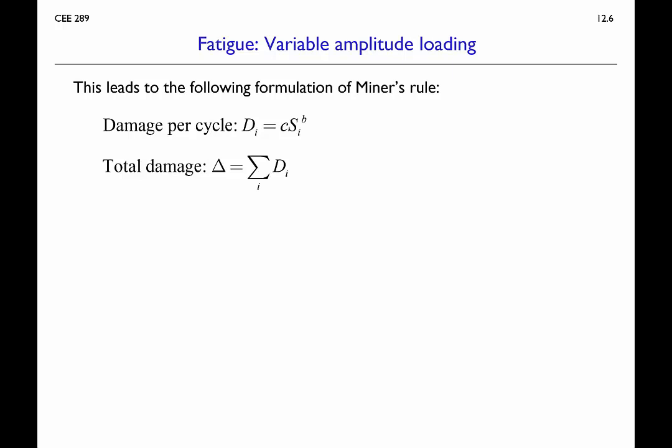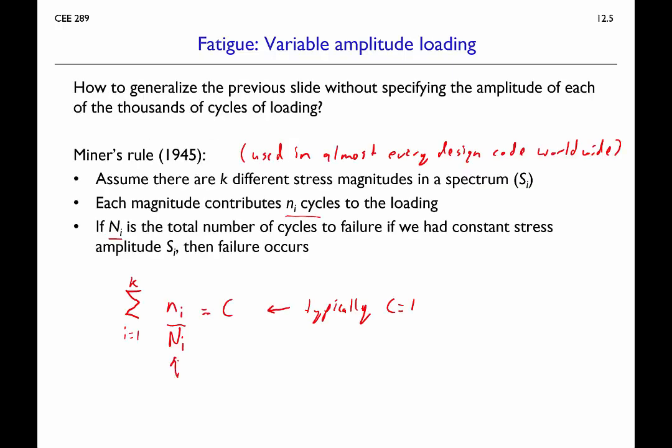So we'll say kind of typically C equals 1. Then we can interpret this small n_i divided by large N_i as the fraction of the fatigue life consumed by cycles at amplitude S_i.